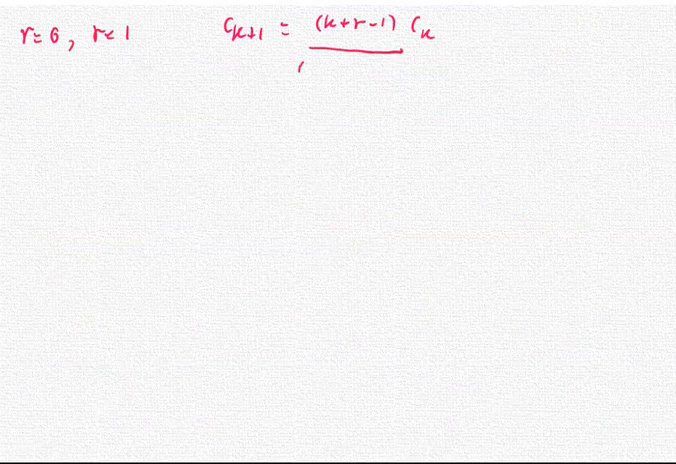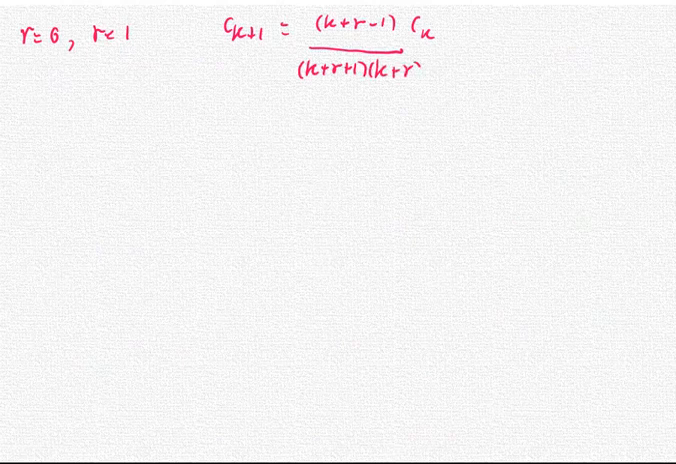r equals 0, r equals 1, and c_{k+1} equals (k + r − 1) times c_k divided by (k + r + 1) times (k + r) for k greater than or equal to 0. Now we work on each r, one r at a time.